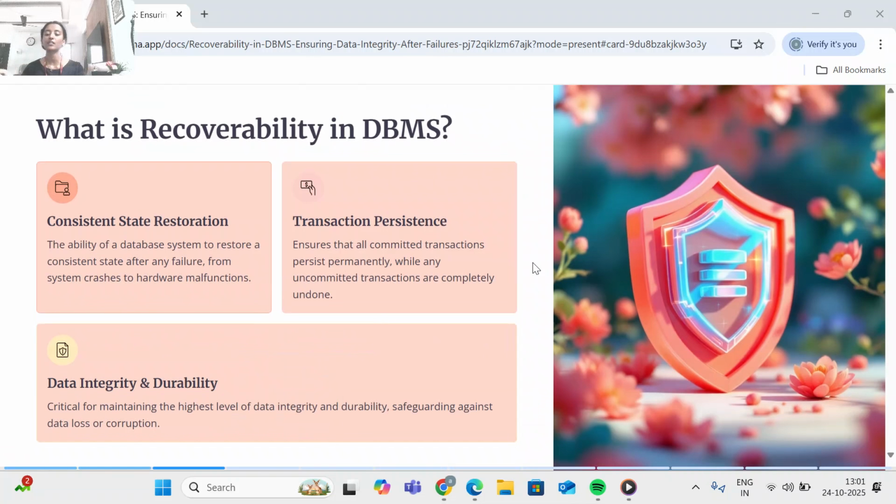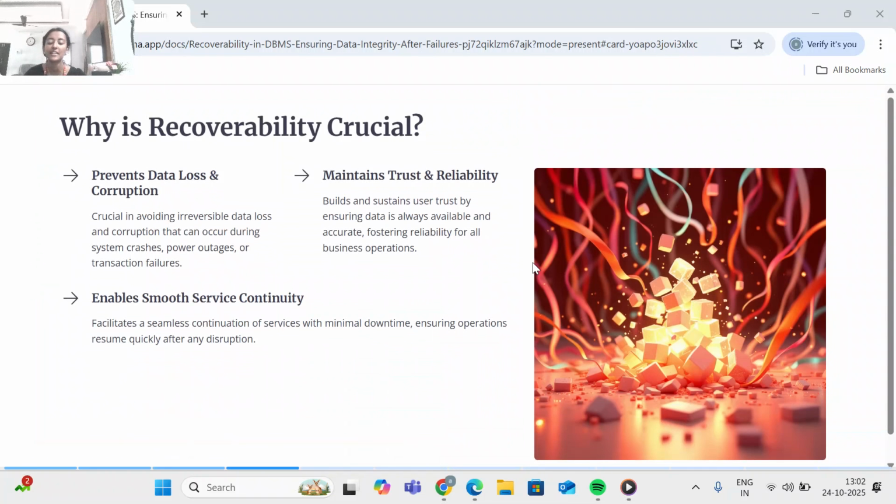Consistent state restoration, transaction persistence, data integrity and durability. Consistent state restoration: the ability of a database system to restore a consistent state after any failure, from system crashes to hardware malfunction. Transaction persistence: ensure that all committed transactions persist permanently, while any uncommitted transactions are completely undone. Data integrity and durability: critical for maintaining the highest level of data integrity and durability, safeguarding against data loss or corruption.